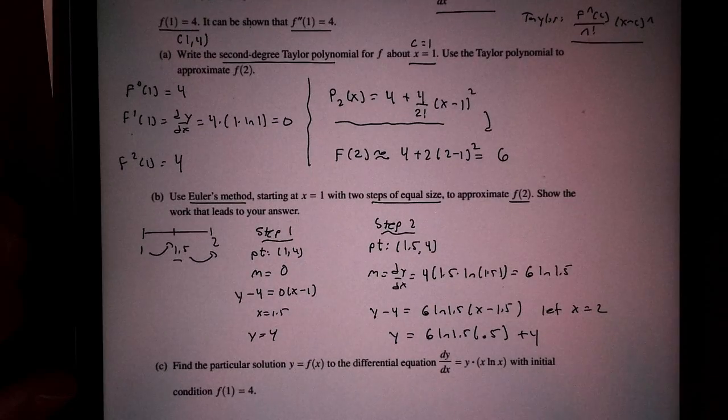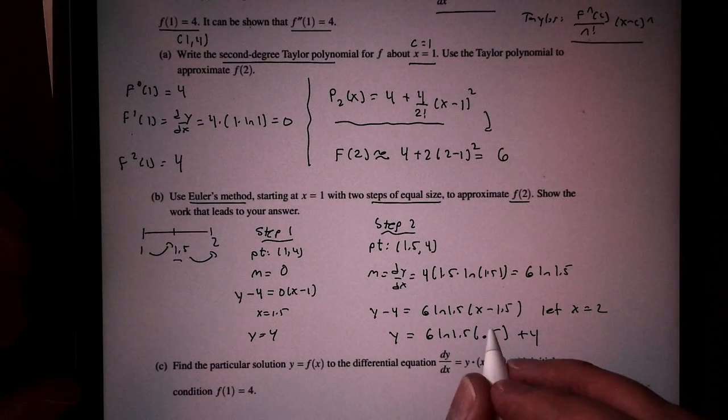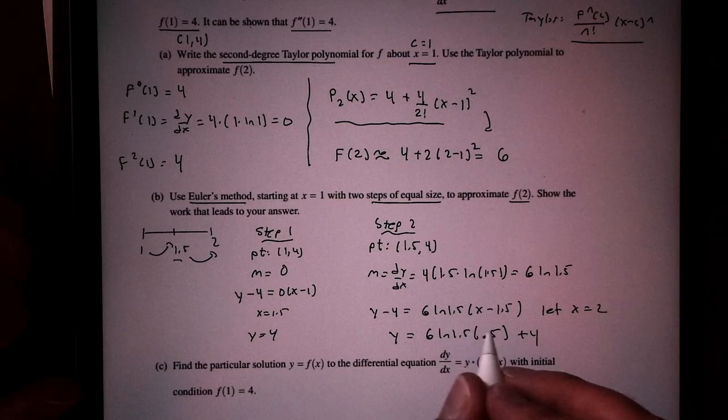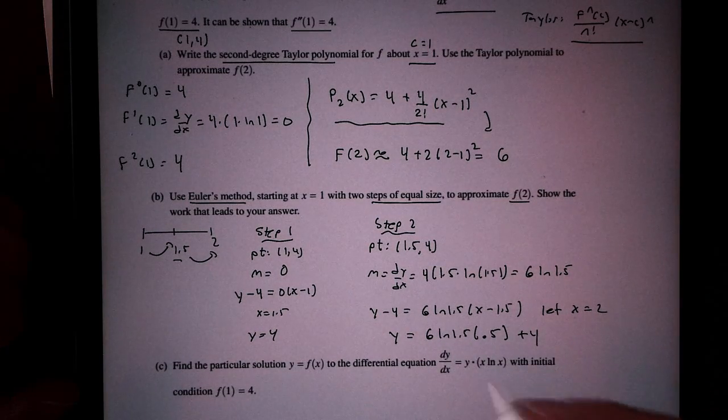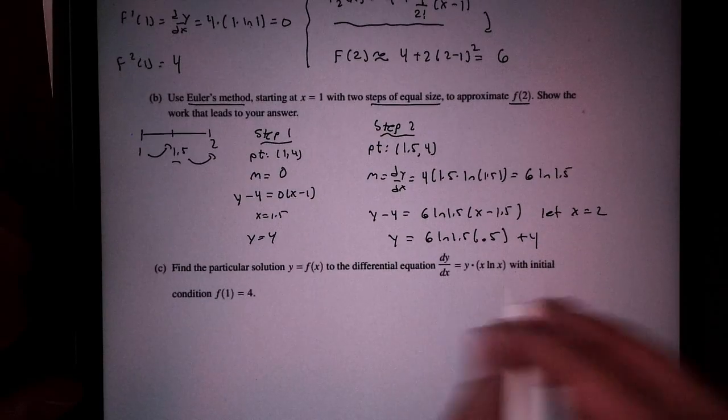And I'm just going to leave that alone. I mean, I guess you could say, well, it says 0.5 times 6, which is 3 natural log 1.5 plus 4. But that's okay. Just leave it alone.